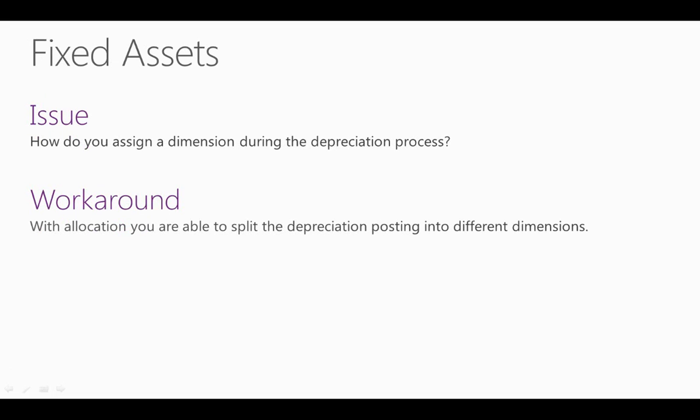The last one is fixed asset. For fixed asset, one of the most common problems reported is how to assign dimension during the depreciation process. The correct way is to use allocation. With allocation, you are able to split the depreciation posting into different dimensions. We are now at the end of the presentation.